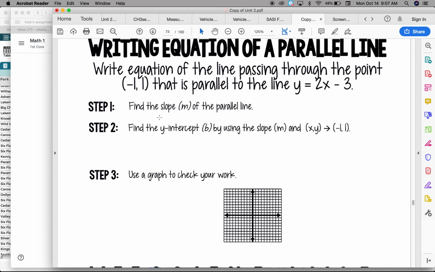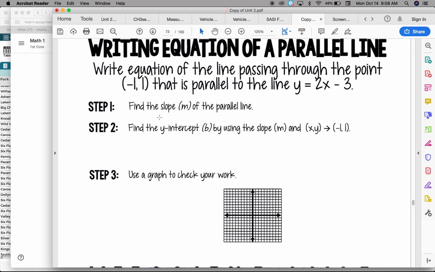And then we're going to put plus b. That's going to be what we're solving for. So 2 times -1 is going to give us -2. And so our new equation now is y equals -2 plus b. And then we're going to add 2 to both sides. And that's going to give us 3 equals b.